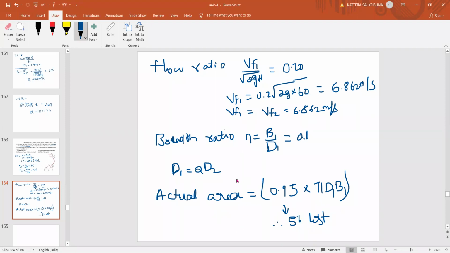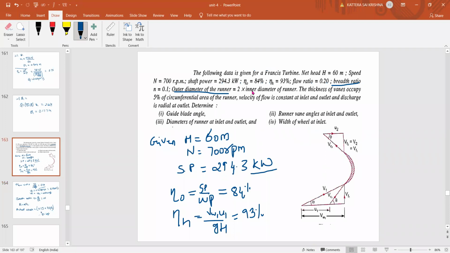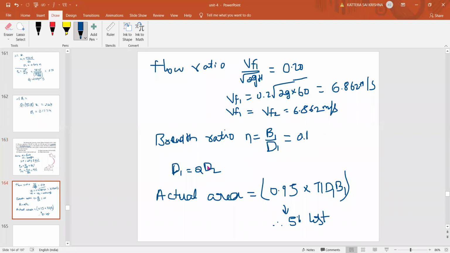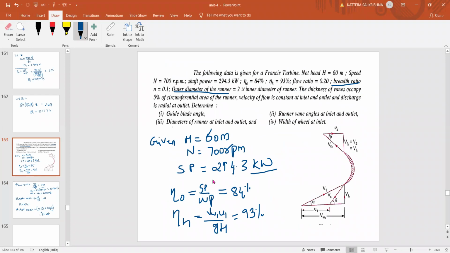Next, what he said? Already he said it is radial only. So we know at radial Vw2 equal to 0 and V2 is also equal to Vf2. Here you can see, if it is radial, we don't get the Vw2 term. So V2 becomes Vf2. Vf2 and V2 are equal. And already he said that Vf1 is also equal to Vf2. So these three terms will be the same: Vf1, Vf2 and V2. Right. So if you have copied up to here, I'll go for the next slide.